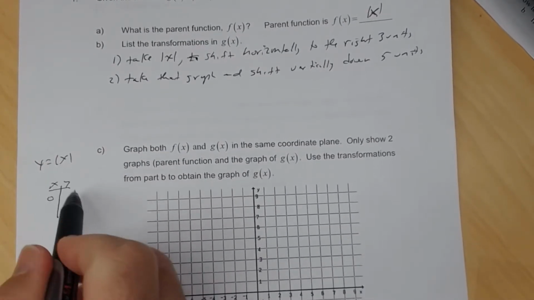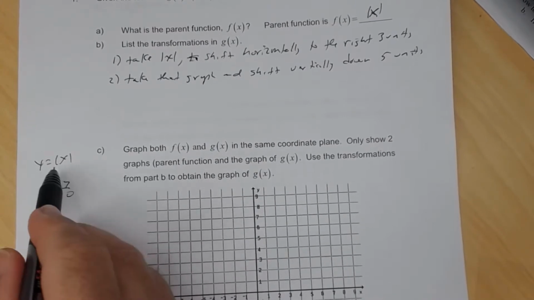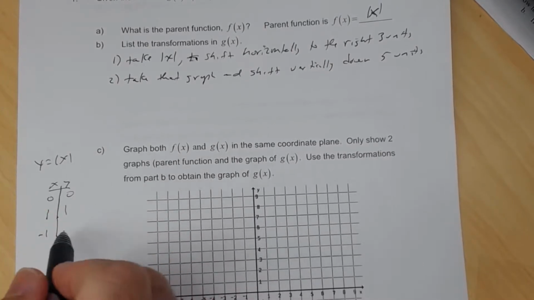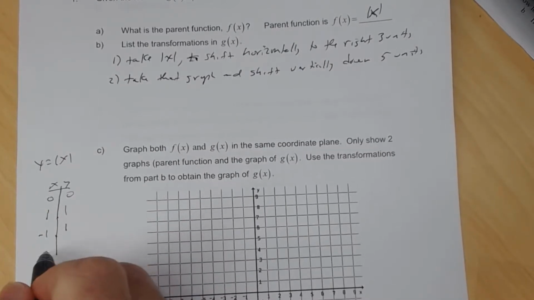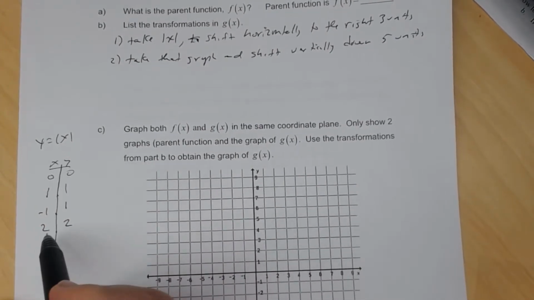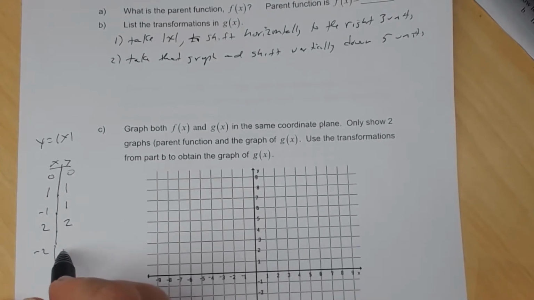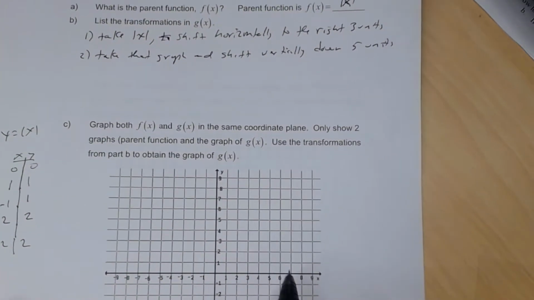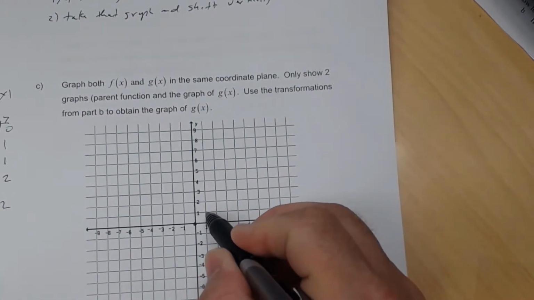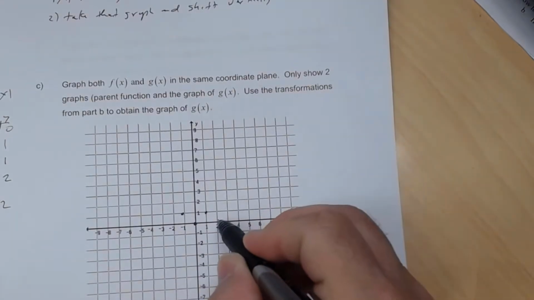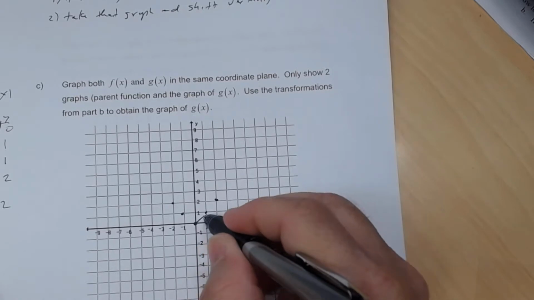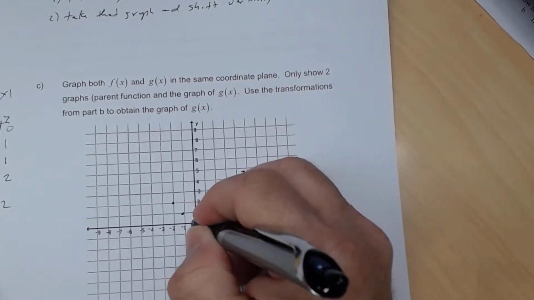So if x is 0, the absolute value of 0 is 0. If x is 1, the absolute value of 1 is 1. If x is negative 1, the absolute value of negative 1 is 1. If x is 2, the absolute value of 2 is 2. If x is negative 2, the absolute value of negative 2 is 2. All right, and so when I plot those points, we get (0, 0), (1, 1), (negative 1, 1), (2, 2), (negative 2, 2). And so that parent function here looks like this. All right, so remember it's that shape of that V.